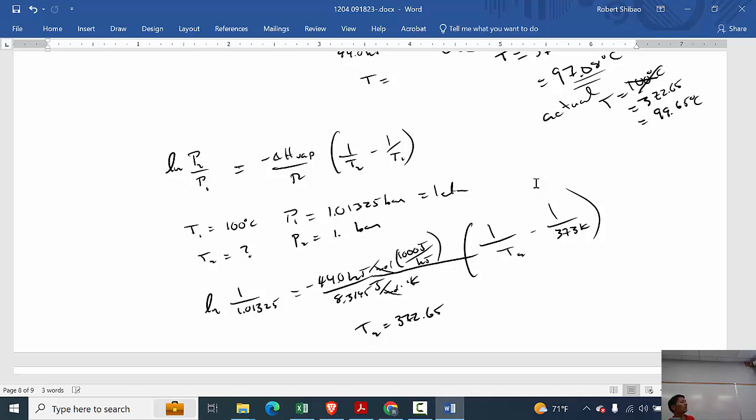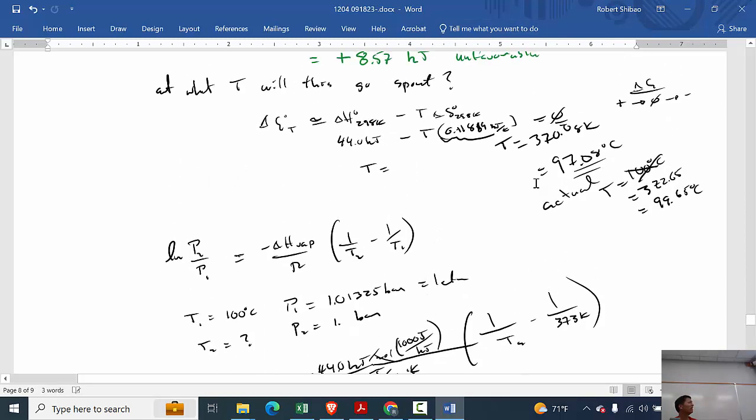We're still off. My calculation was, I calculated 97 as my boiling point of water. Why are we still off? Yeah, because we made the assumption. What was the assumption that we made? Yeah. We really should use the delta H at 99.65, but in order to do that, we'd have to know the answer before we even start the problem.